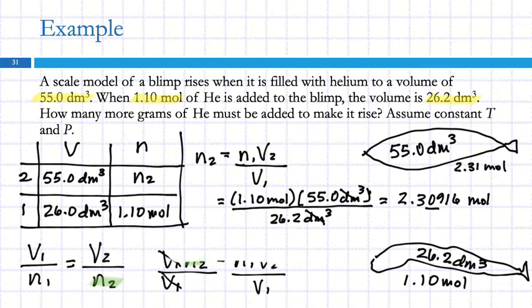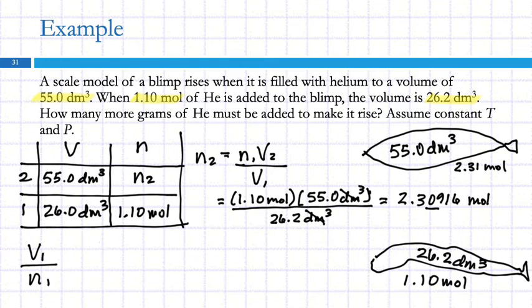I'm going to erase this down here because I need some space. So the difference would be 2.31 moles minus 1.10 moles, which is going to be 1.21 moles, right?